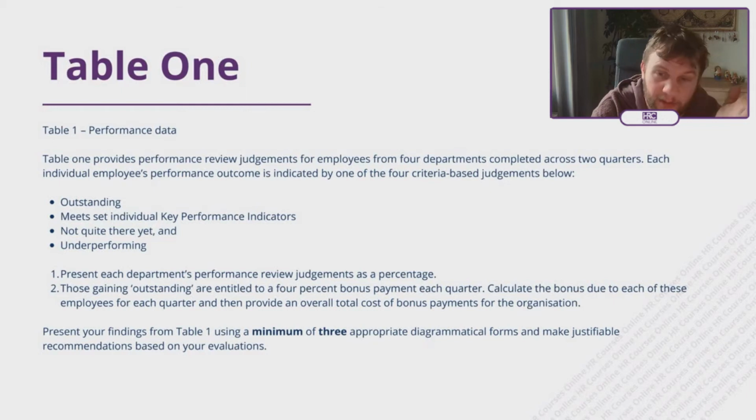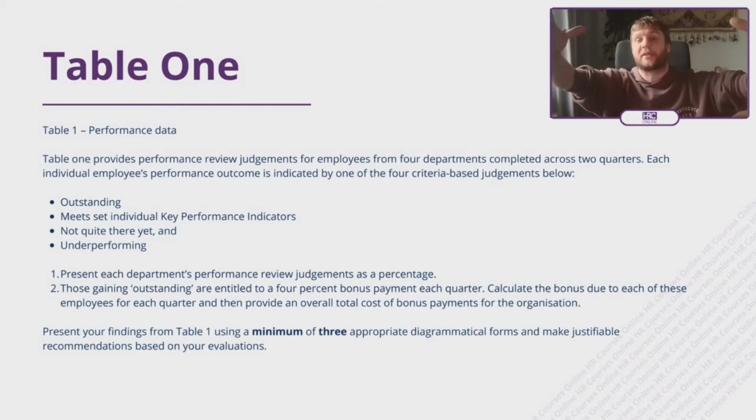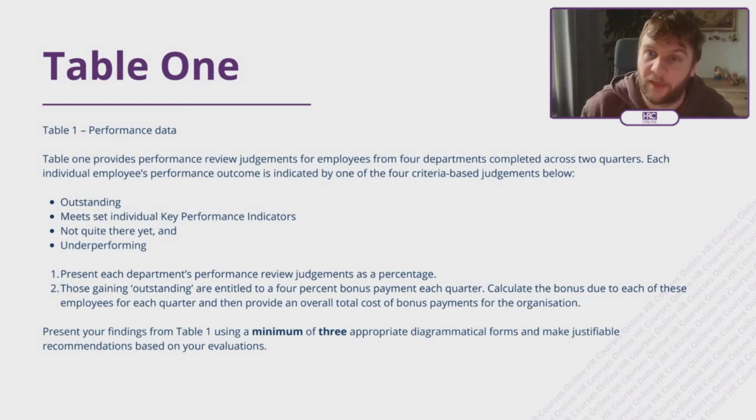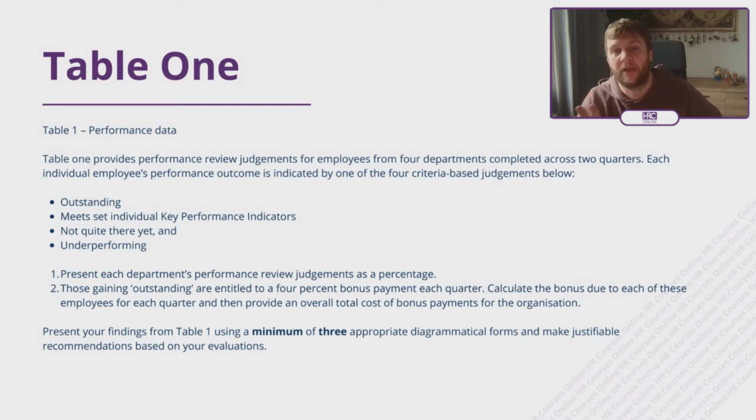Diagrammatical. Anyway, and make justified recommendations based on your evaluation. So you need to create 3 tables as a minimum, and then in your 1,000 words, you need to be explaining what that means. So what I'm going to do is let's bring up the data, let's bring up the information, so that I can show you how I would approach this, how I would create a pivot table out of it, so that you can start to create some tables, some graphics, and you can start to do some of the calculations.